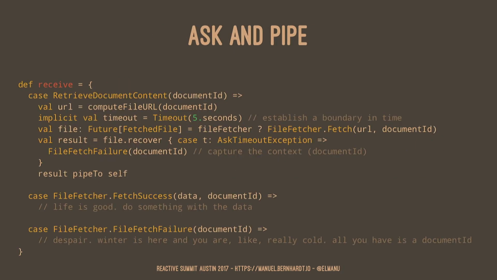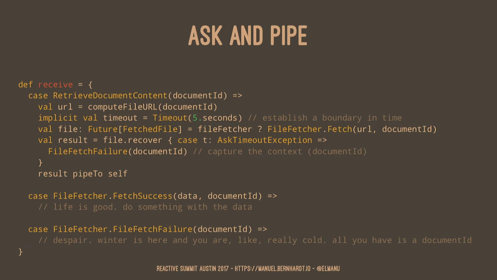For example, here we are going to want to retrieve a document from someplace else. So we got a document ID, and the first thing we're doing is we compute a URL out of this. And what's pretty important in distributed systems is you always want to use boundaries in time. You don't want to let your users wait for 10 minutes if the remote system, for one reason or another, is not going to reply in time. So here I've set a 5 seconds boundary to get back this document. I'm asking now, with this question mark here, means ask. I'm asking the file fetcher to retrieve the document at that location.